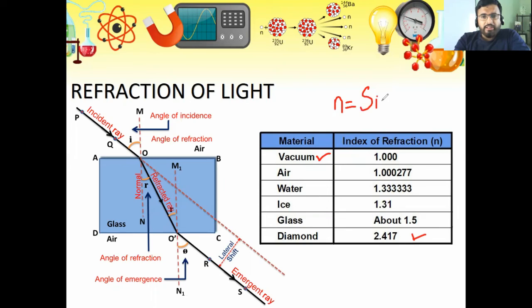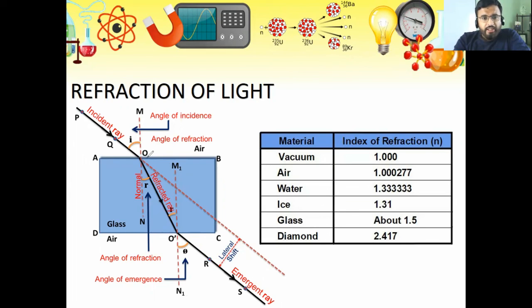You can also notice the labelings of the experiment in the diagram given on the left hand side of the slide. This is the incident angle and this is the incident ray, which is incoming from the source. The ray which is making 90° with the surface is the normal, which is labeled over here, and the light ray which is coming out of the glass slab is known as the emergent ray.